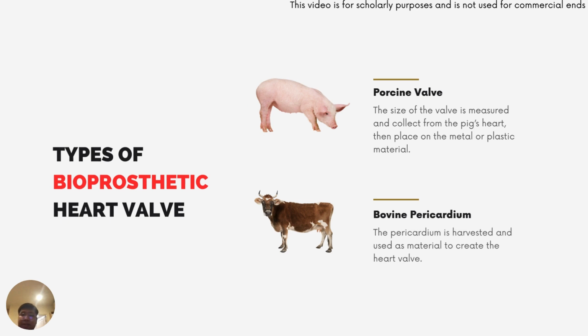There are two main types of bioprosthetic heart valve. The first one is the porcine valve, which comes from the pig; the size of the valve is measured and collected from the pig heart and placed in a metal or plastic material. Next is the bovine pericardium, as the heart valve of the cow is too big for the human heart. The idea is to use the pericardium as the main material to create a heart valve by forming a structure with a housing and suture structure to allow the implant.